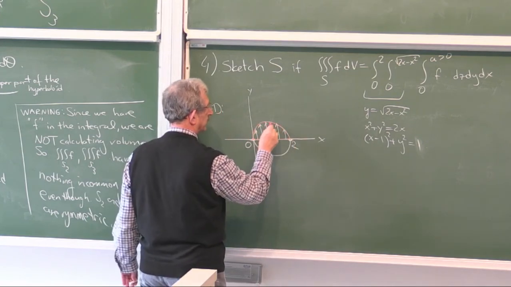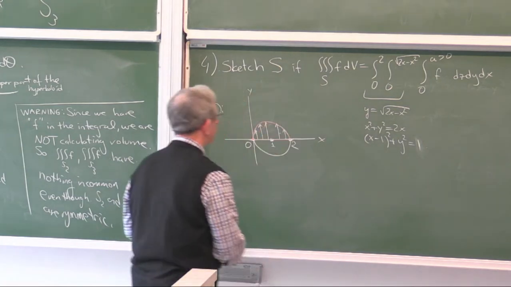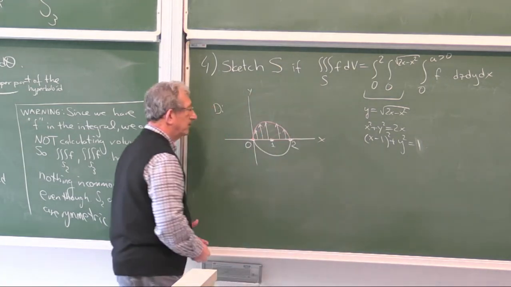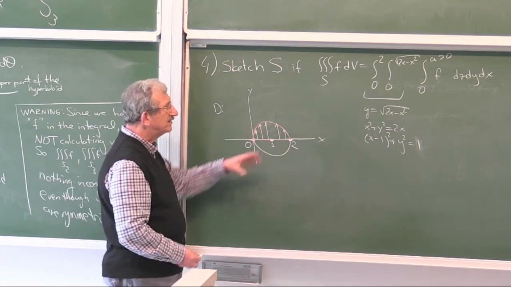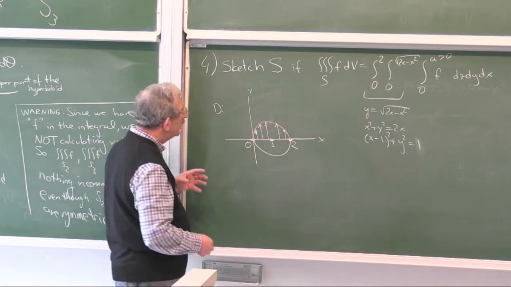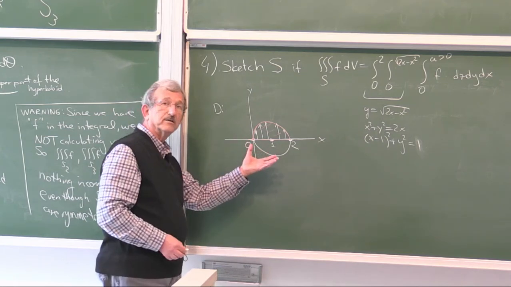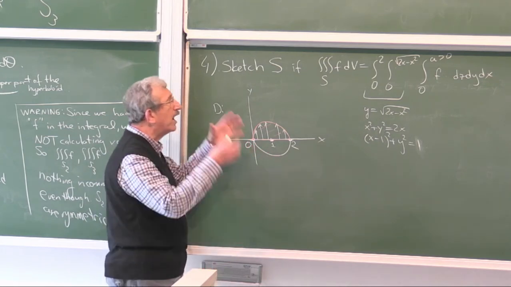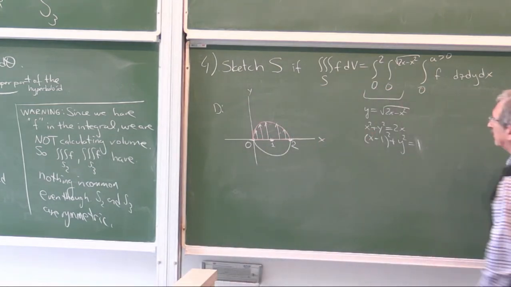So this is D. Well, but this is D, but it's not the sides of our picture in our solid, because it should be a cylinder because there's no z in here. So it goes up and down. In other words, this is the projection.